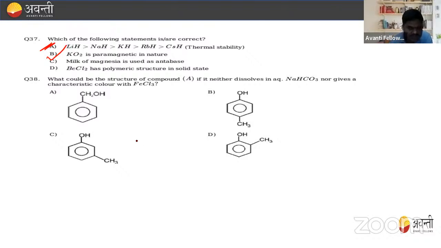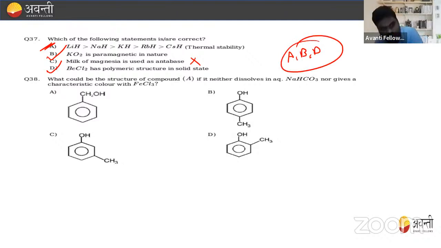B is also correct. C, milk of magnesia is used as an antibase? No, milk of magnesia cannot be used as an antibase. They act as an antacid. BeCl2 has a polymeric structure in the solid state. This is also true. So which of the following is true? That is A, B, and D. Right? So A, B, and D are the correct options.